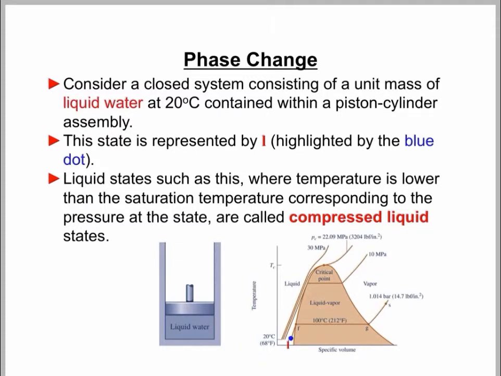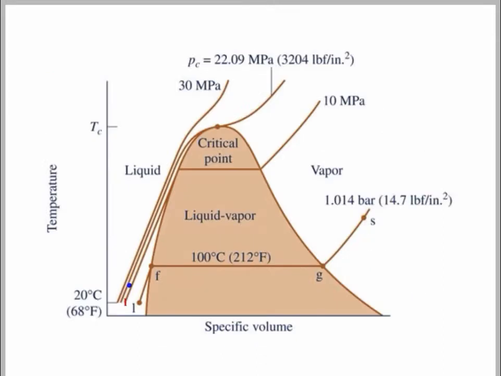And now we are beginning at 20 degrees C here at this blue dot location with this as a specific volume. Let's first look at our temperature versus specific volume graph for water. Each of these lines on this graph is a constant pressure. This line here that I'm traveling along is atmospheric pressure, 1.014 bar. Here I have a 10 megapascal pressure, and that follows in this same fashion.